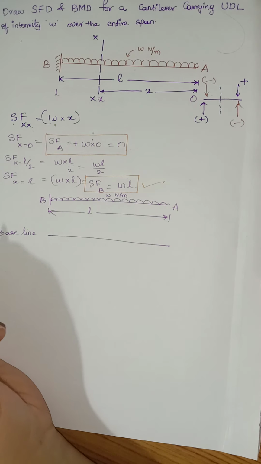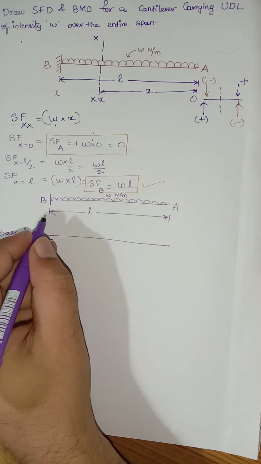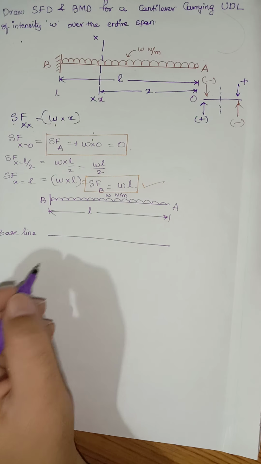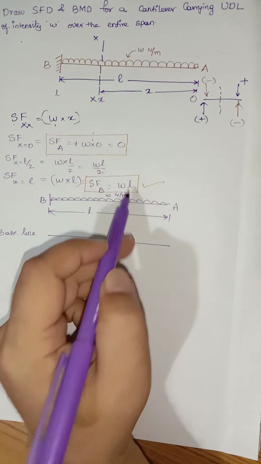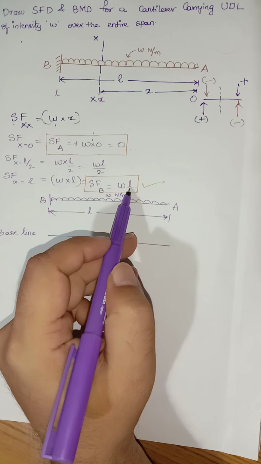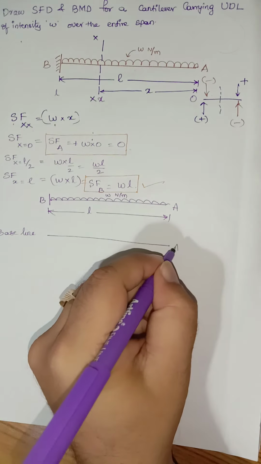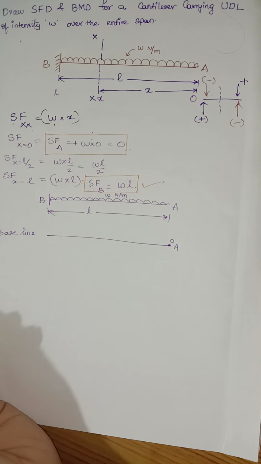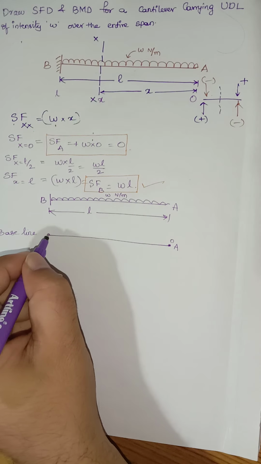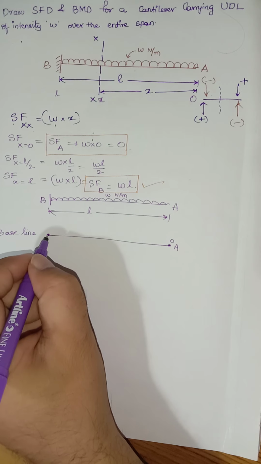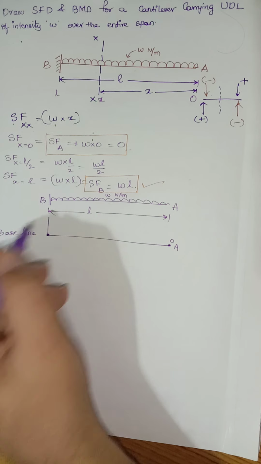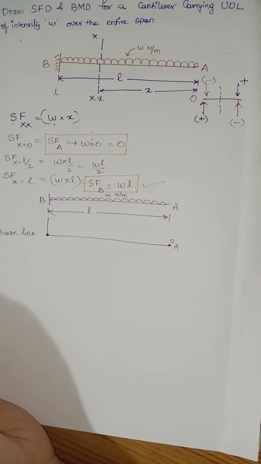Now, all the values which are plotted above the baseline should be positive, and below the baseline should be negative. As we have got all positive values here, shear force at B will be equal to W multiplied by L, and over here it is 0. At point A the shear force is equal to 0, and exactly at point B the shear force will be equal to W multiplied by L. I'm just marking a point over here equal to W multiplied by L.